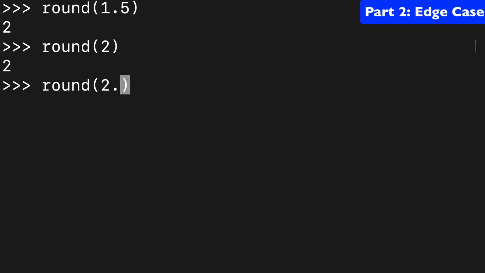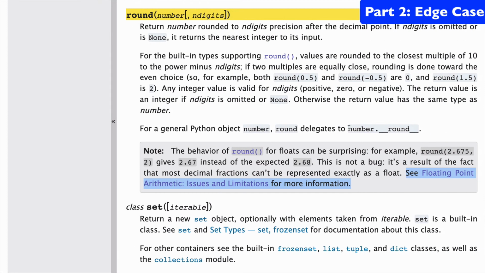So here we're going to round 1.5 and get 2. We're going to round 2 and get 2, and we're going to round 2.5. And isn't that crazy? That returns 2 as well. So I think this is going to be a little bit unintuitive that both 1.5 and 2.5 both round to 2. And those are the exact limitations that we're talking about here in the docs.